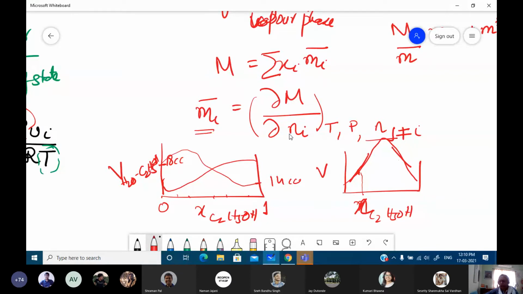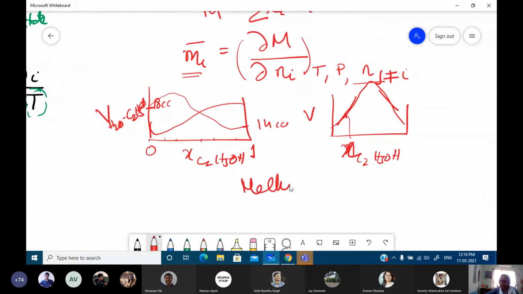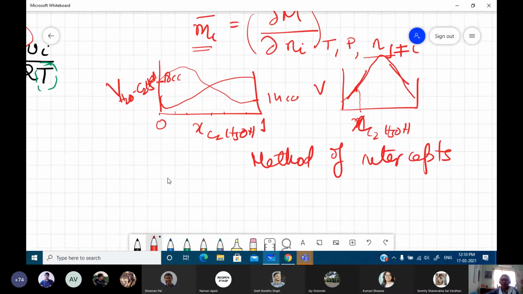So generally, to find out partial molar properties, there is a much easier technique, a geometrical technique, which is known as the method of intercepts. After the class, either today or tomorrow, we'll be running the second video, which is already uploaded for you. In that video, I believe the method of intercepts will be discussed. You go through it and come back to me in case you have any doubts. This is just a very simple geometric technique to find out the partial molar property for any particular composition.